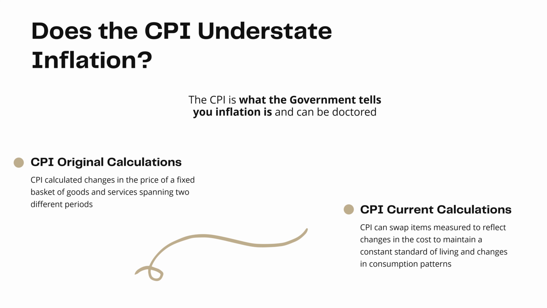But does the CPI understate inflation? And this is the key takeaway point from this. The CPI is what the government tells you inflation is. Some governments have every intention of understating inflation, because high inflation looks like the economy's not managed very well. And also some things such as welfare payments are tied to the rate of inflation. So the higher inflation, the more the government has to pay out in welfare payments. So it's in their interest to keep welfare payments low, which means keeping inflation low.